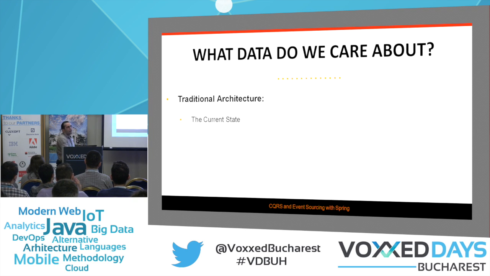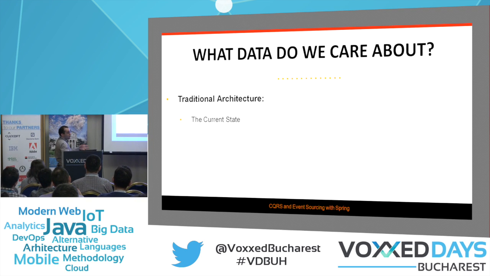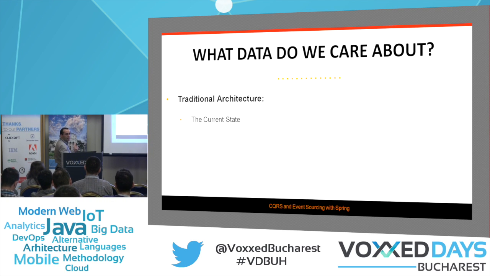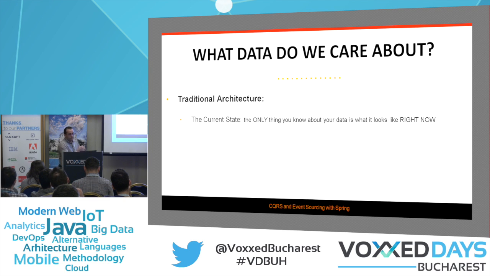In the traditional architecture, you care about the current state. That's the only data you really have in the traditional architecture, unless, of course, you're building extra functionality to keep track of historical data. Anything else, you need to pretty much custom build. Now, that's basically the only type of answer you can give. What is happening in the system? What is the current state of the system right this very moment?